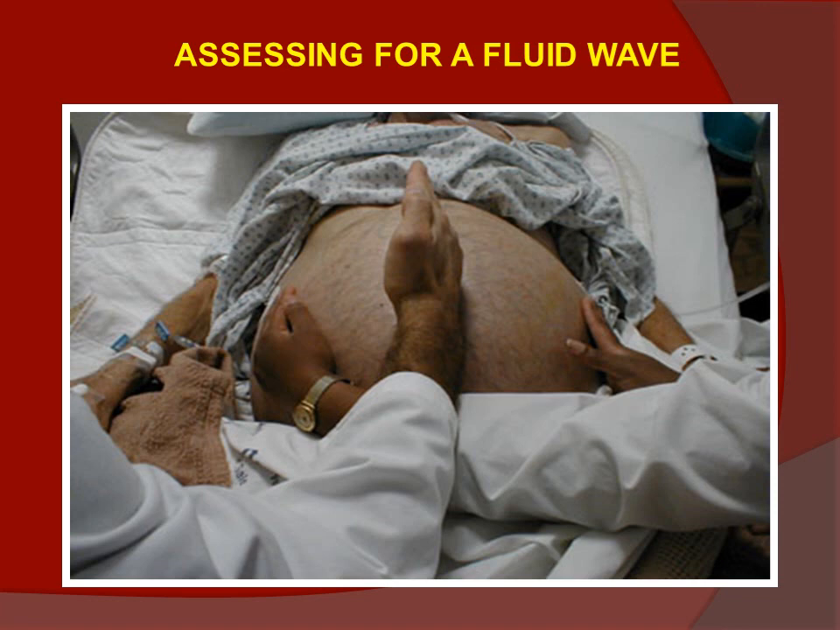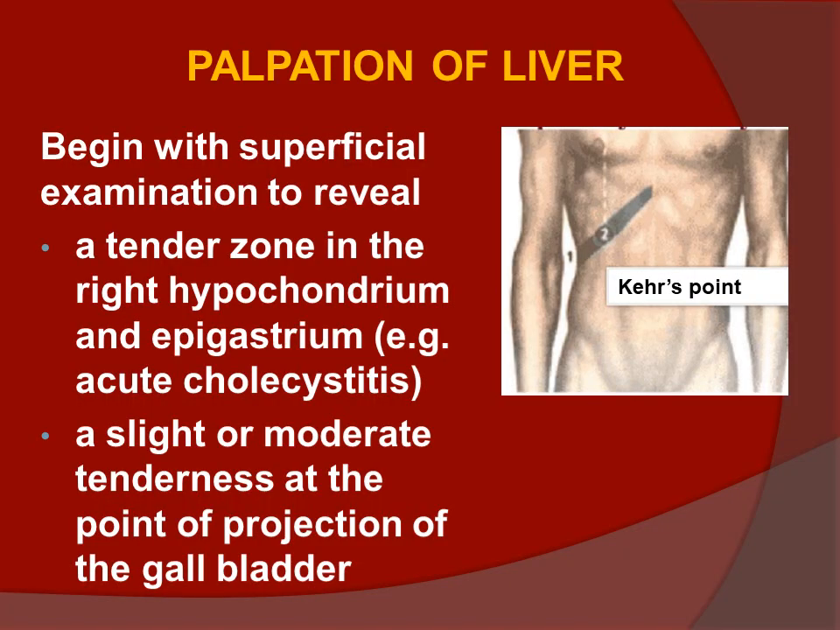If you feel a ripple against your left hand, ask an assistant or the patient to place the edge of his hand on the middle of the abdomen. This prevents transmission of the impulse via the skin. If you still feel a ripple against your left hand, a fluid thrill is present, and this sign is only detected in gross ascites. The next step of examination is palpation.